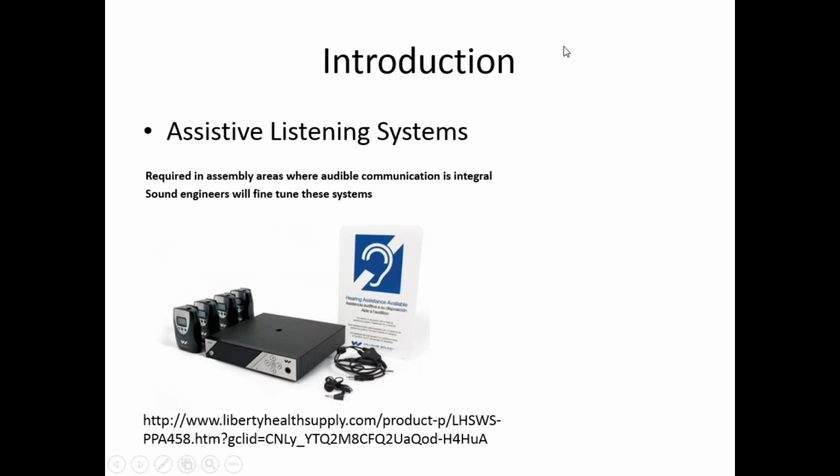So on top of that, I said earlier, we have assisted listening systems. These are required in assembly areas where audible communication is integral, and the people responsible for implementing these acoustical assistive listening systems would be our sound engineers. They will fine-tune the systems. It's not even necessarily the designer's responsibility to implement these. It's kind of assumed as an actual code that's set forth by the ADA.